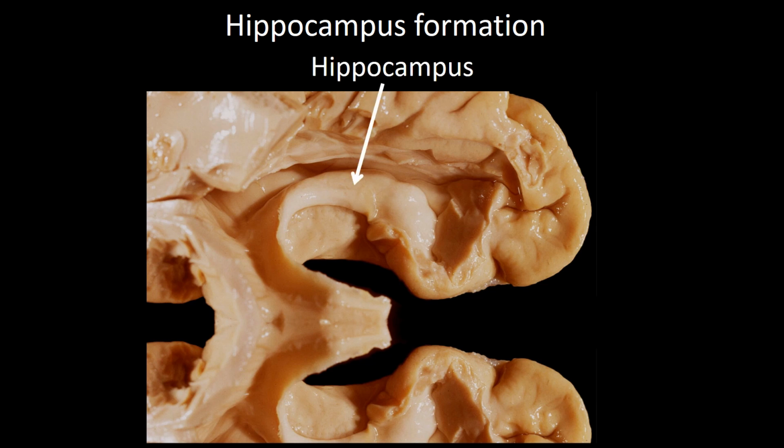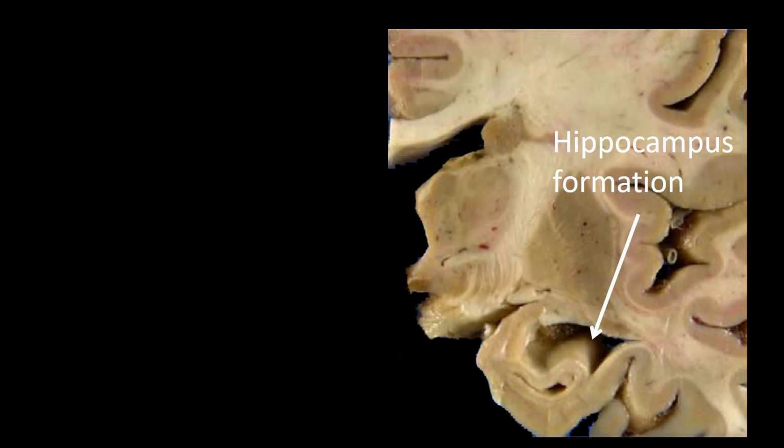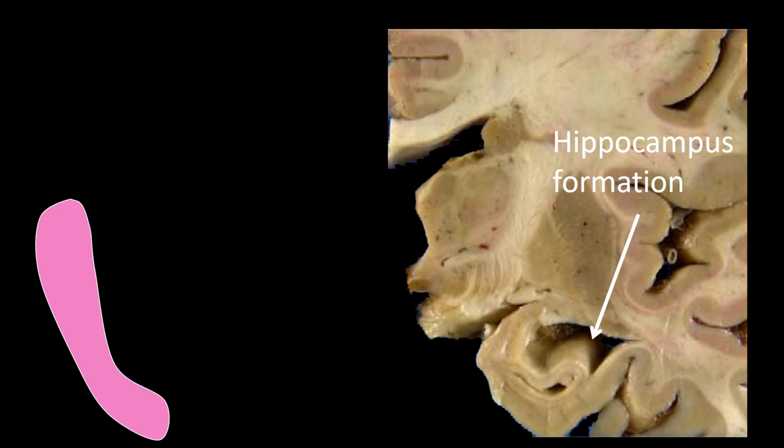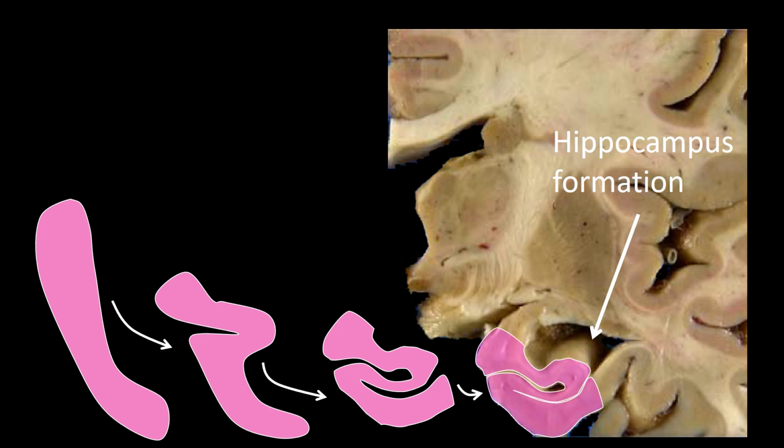The arrow points to the hippocampus proper. The new arrow points to the hippocampal digitations. And this one to the dentate gyrus. This is a coronal view cut through the hippocampal formation. You can imagine that this formation once was a regular gyrus, becoming bent and then bent again until forming the hippocampal formation we see in this specimen.